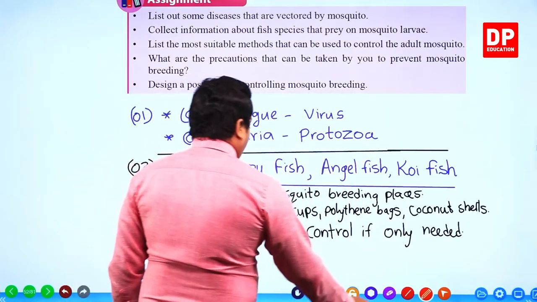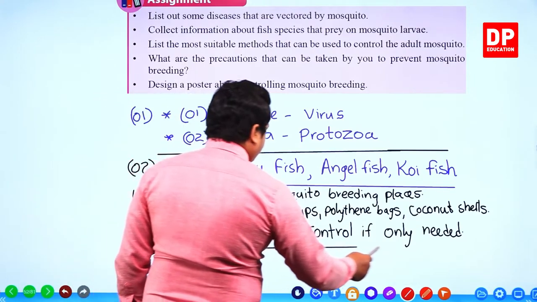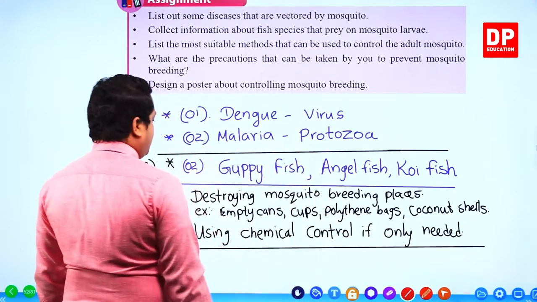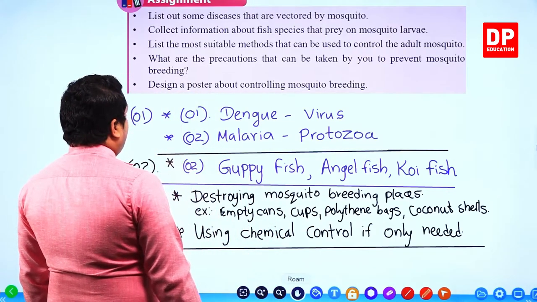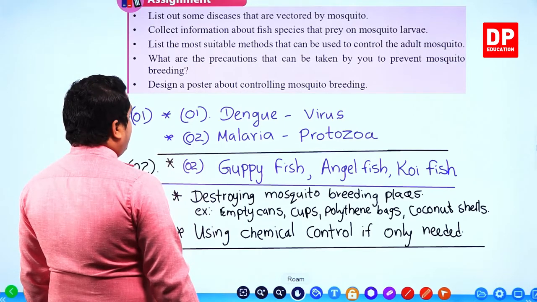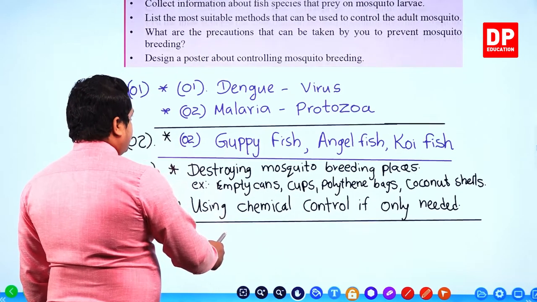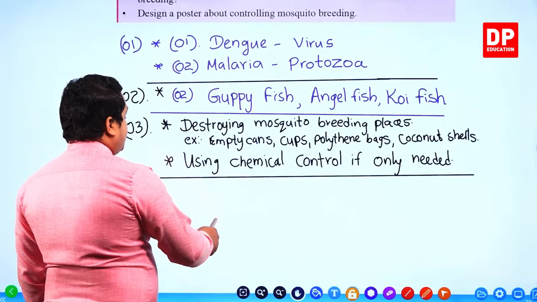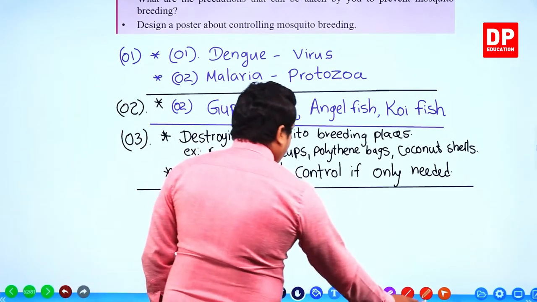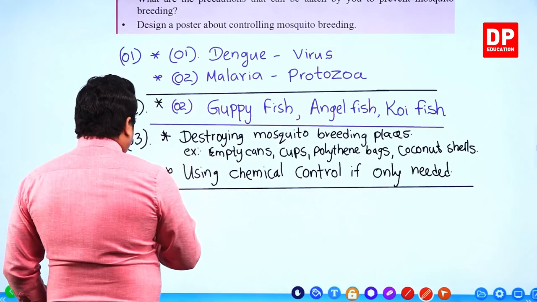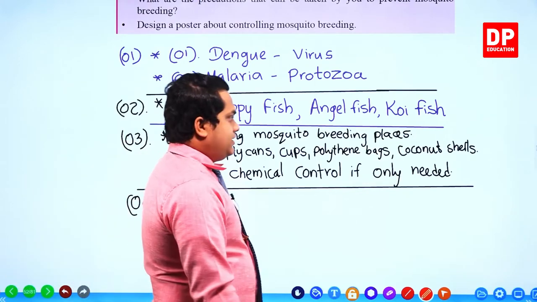So, once again, for the third question also, I wrote two answers, my dear children, as a support for you. So, finally, what are the precautions that can be taken by you to prevent mosquito breeding? Precautions that can be used to stop mosquito breeding places. What are the precautions that you can take to stop mosquito breeding?